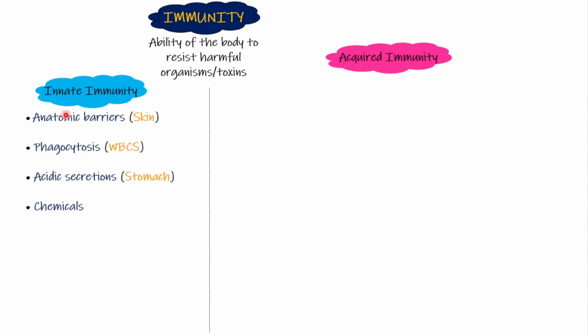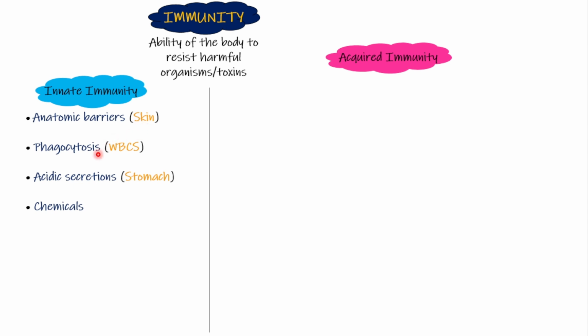So innate immunity consists of the skin, which is the anatomical barrier of the body. Then we have cells like WBCs, which perform phagocytosis, and then we have acid secretions and some chemicals. Now, the anatomical barriers like skin are innately present inside the body and they protect the body against foreign invaders. Okay, so this is included in innate immunity.